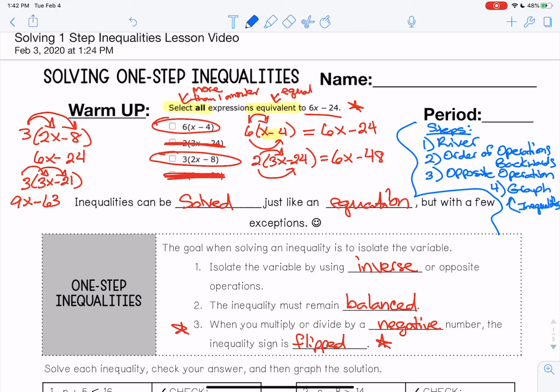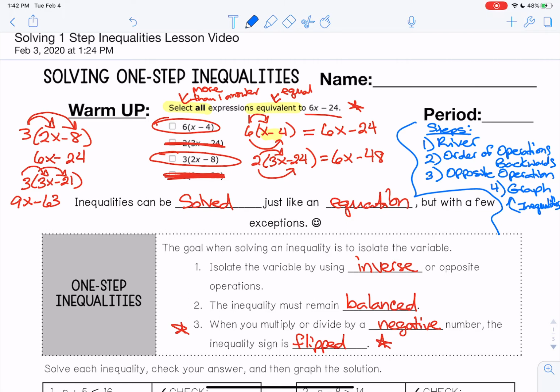Now, today we're just doing one-step problems, not multi-step. That's going to come later on this week. So we don't have to worry about doing order of operations backwards because there's only going to be one operation, but we're still going to do the opposite every time. So you'll notice very similar to equations except for number 4, that graphing part.